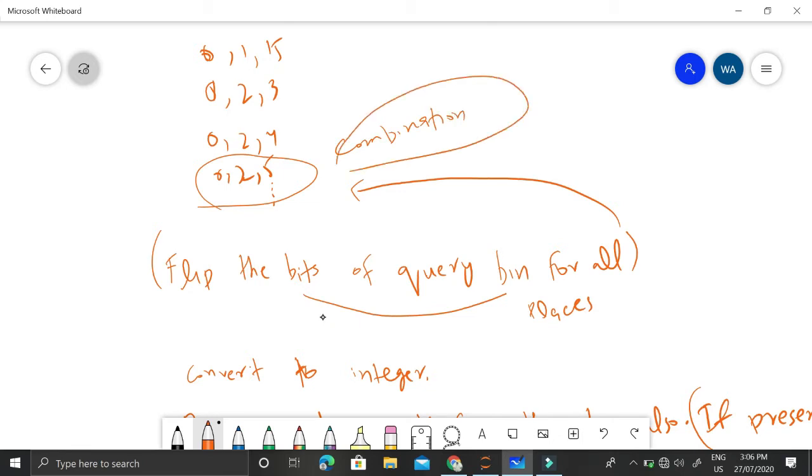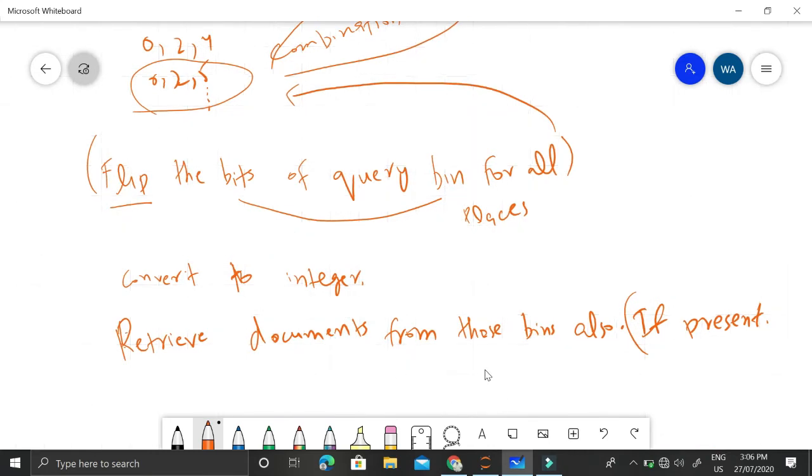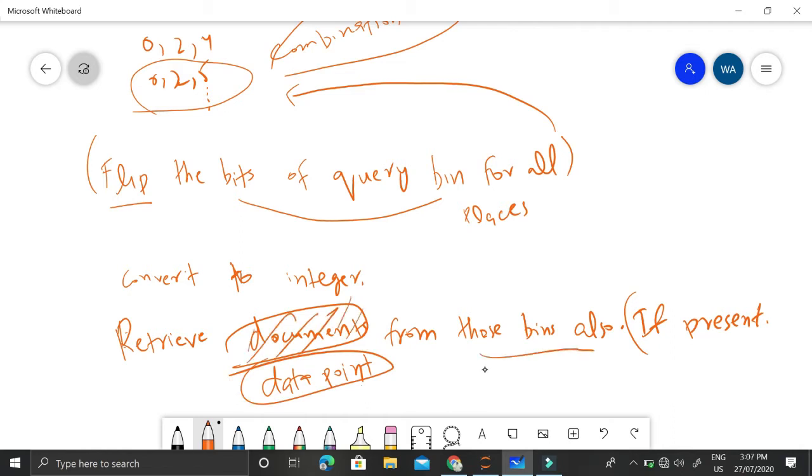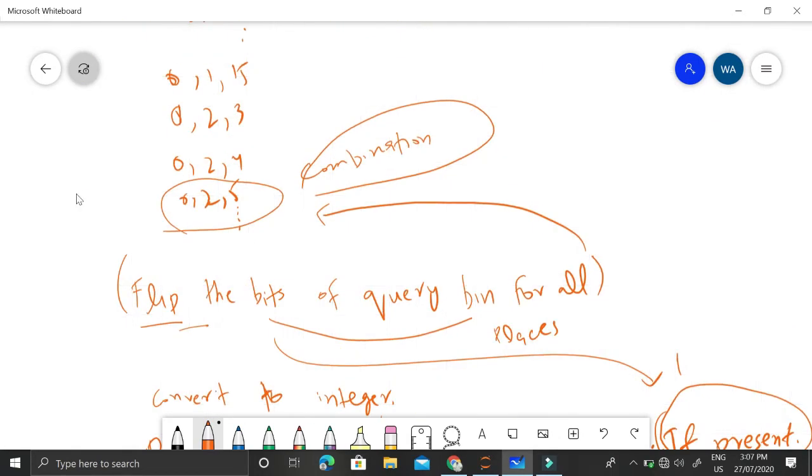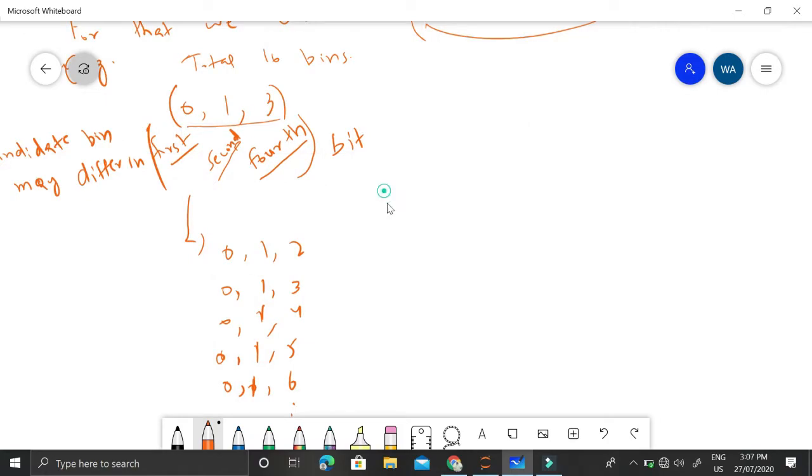If that flipped bit combination occurs in our table, then perfect, we will retrieve the documents or data points, because we are dealing with documents. That's why I'll be talking about documents in the notebook, but generally by document I mean data point. So we will be retrieving data points from those bins also if they are present in the table. For each combination, we will flip the bit and look if it is present in the table. Once present, we will retrieve those data points also and use them for calculation purposes. Okay, this is the whole idea. I hope it makes sense.